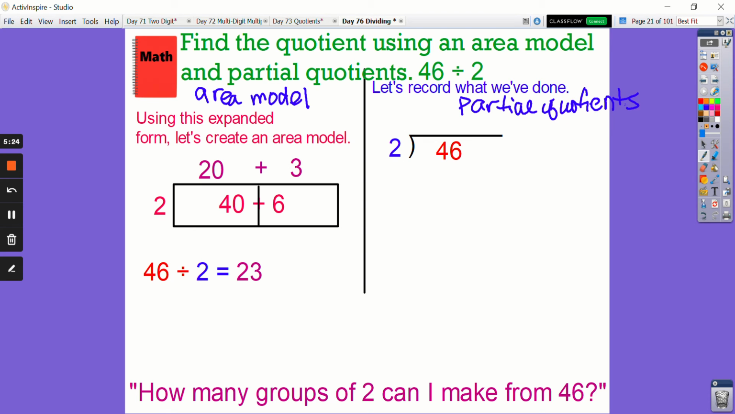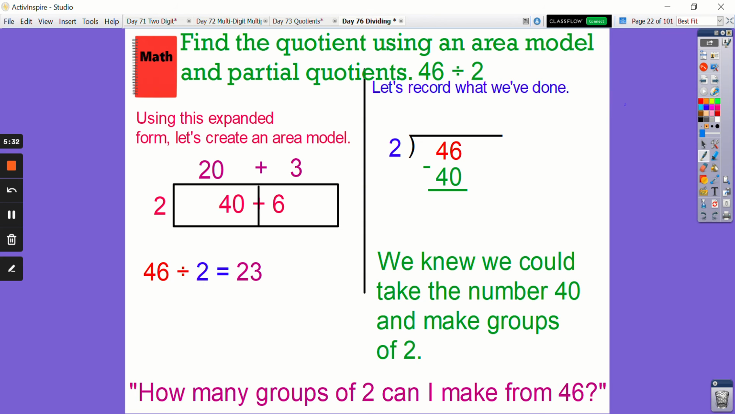Okay? So as soon as I go to the next screen, those words are going to disappear. So write those in your notes, and we're going to look at this. So we knew that we could take 40 out of this number. It's very helpful to know your math facts here. So we can look here.